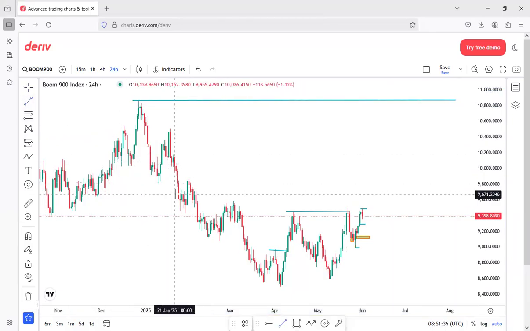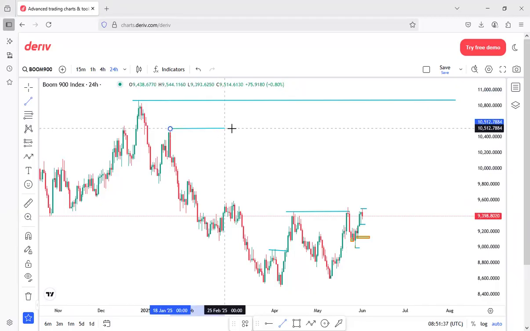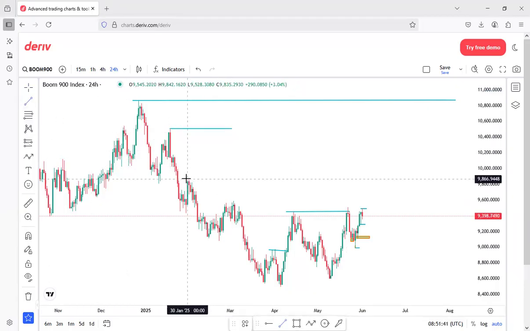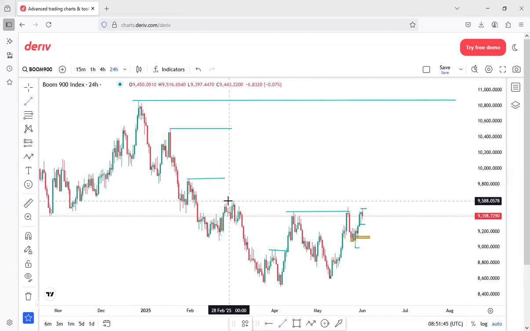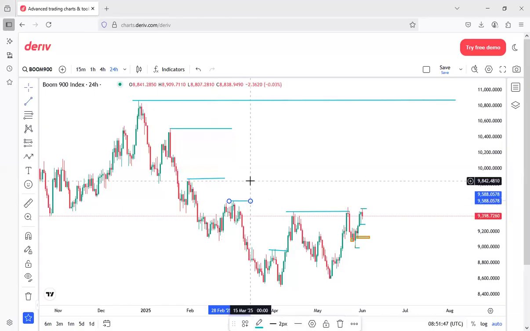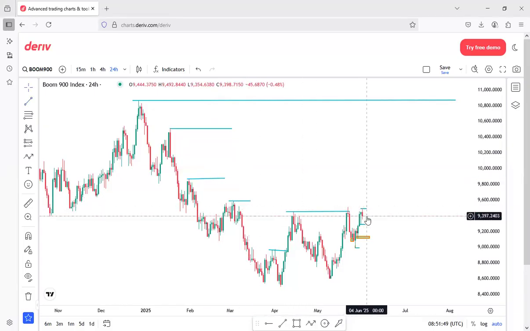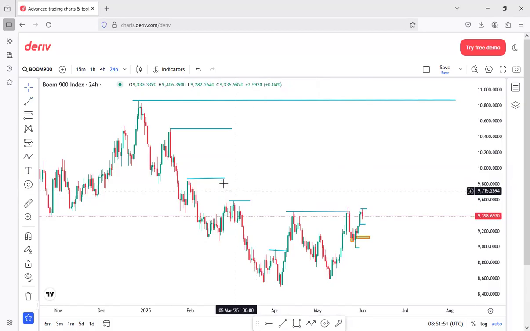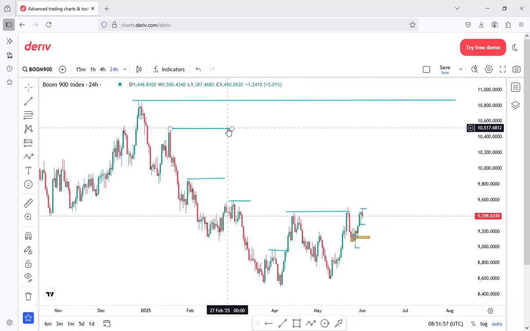And then price went all the way. This is another high it created. And this is another high it created, another swing higher low, and then this is another swing higher low it created. So if price should break above this, it will target all the way to this particular zone. Price should break above this, it will target all the way to this particular high.